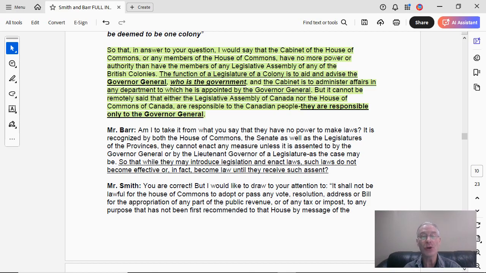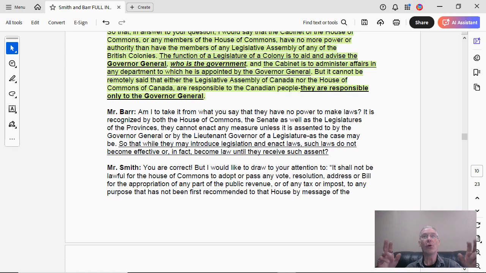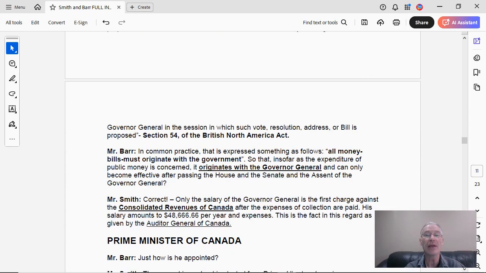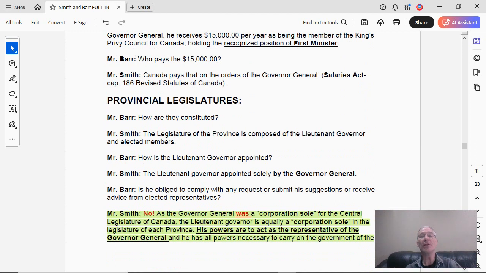Period. I have shown you this in previous videos, particularly the illusion of representation. A court case where the judge's decision clearly states no elected official at any level of government has any responsibility to their constituents. Although there may be a moral aspect, a moral duty, there's no legal or lawful duty. They can do whatever they want. They can lie to your face. They're only responsible to themselves and the Governor General.